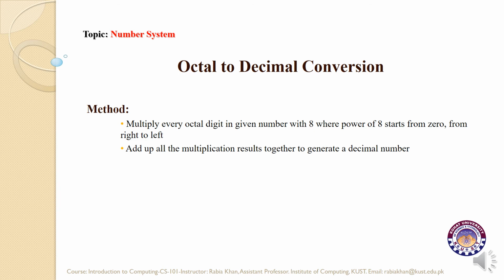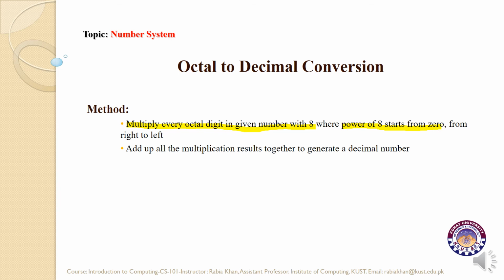The method is mentioned here, how we can perform this type of conversion. First, we have to multiply every digit in the octal number system with 8, where the power of 8 starts from 0. And this multiplication goes on from right to left.